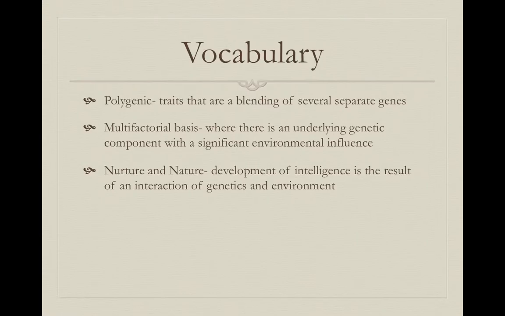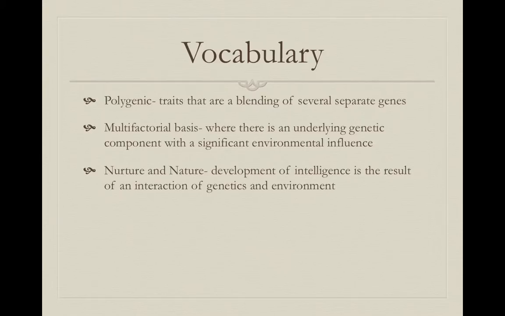So, just a few vocabulary words that we may need to know. Polygenic means traits that are a blending of several separate genes. Multifactorial basis is where there's an underlying genetic component with a significant environmental influence. So again, that just means that genetics do play a role, but environment also plays a role as well.